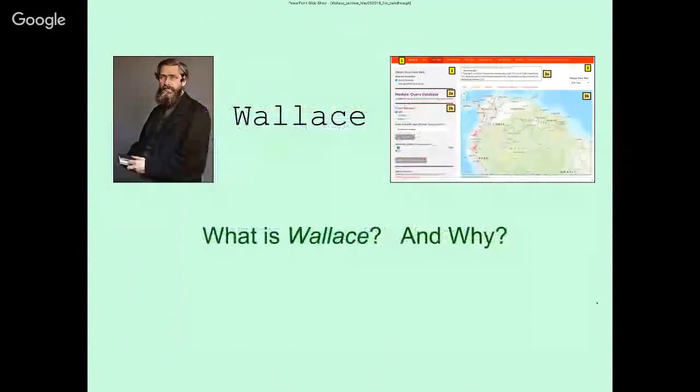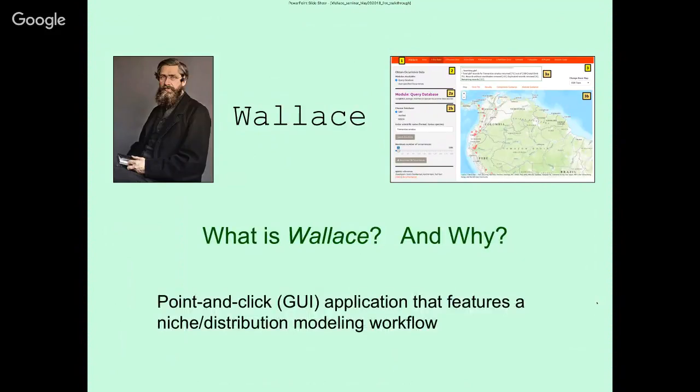So I'll talk a bit about what Wallace is and why we think Wallace is important. There are some qualities of the software Wallace that we think exemplify what modern scientific software should represent. So in a sentence, it's a point-and-click application, which is a GUI, a graphical user interface, that features a niche/distribution modeling workflow. But we envision that in the future, it will include many more ecological modeling techniques.